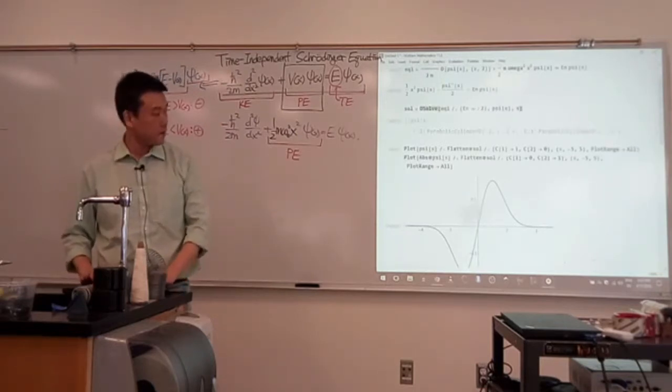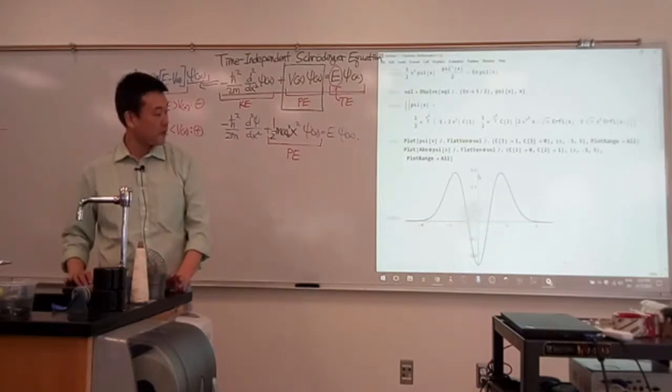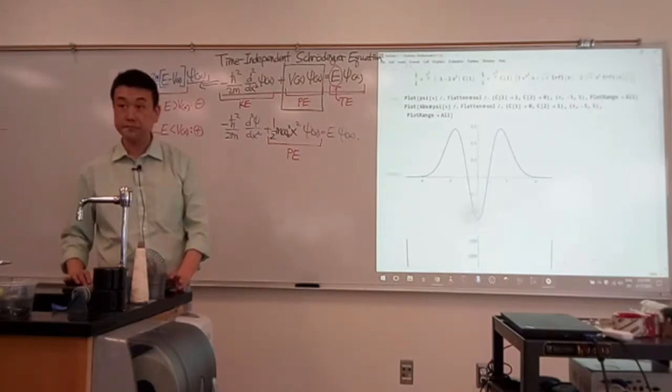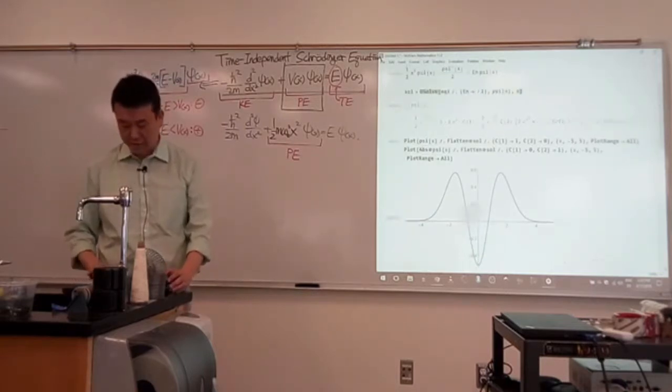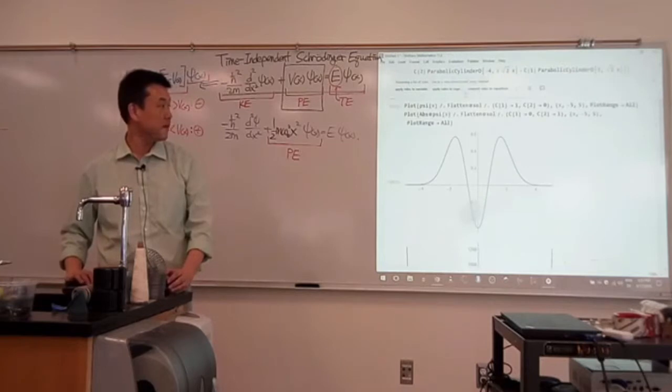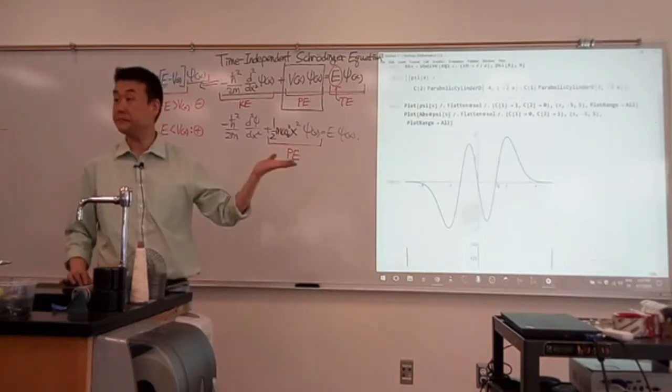So 4 is not going to work, it has to be 5. Then now hopefully I have a solution with the two nodes. And if I do one more, 7, 6 is not going to work, and I do 7, then one of the two solutions I get, I have 1, 2, 3 nodes.